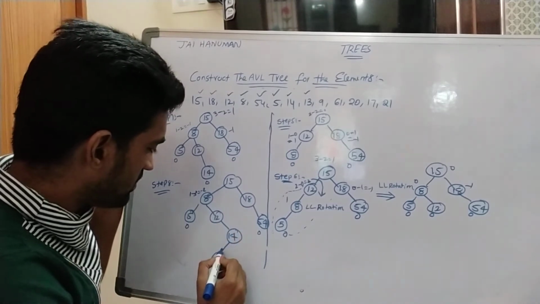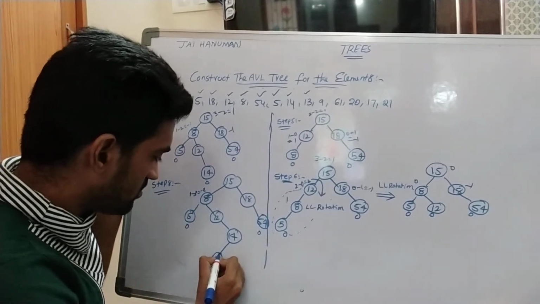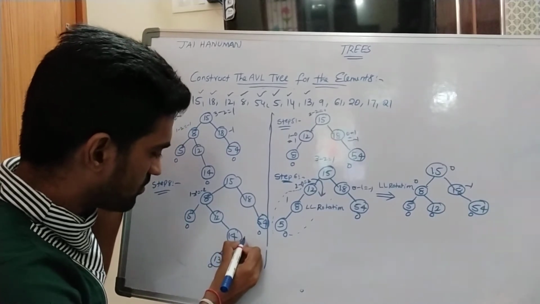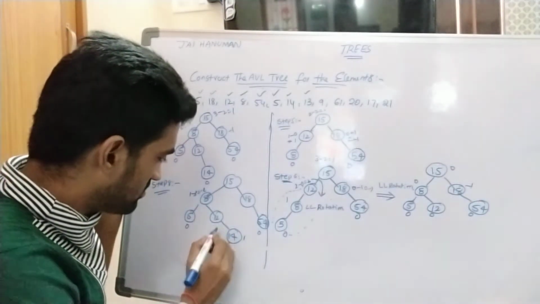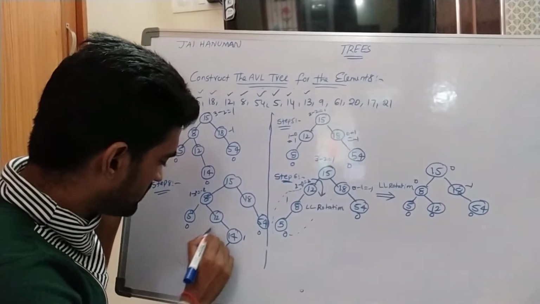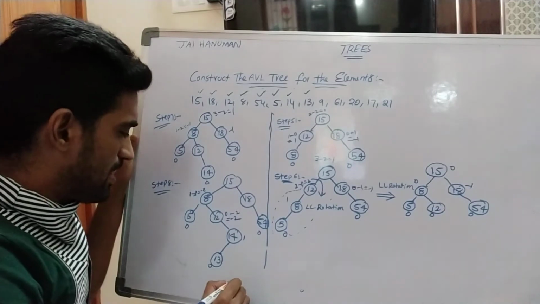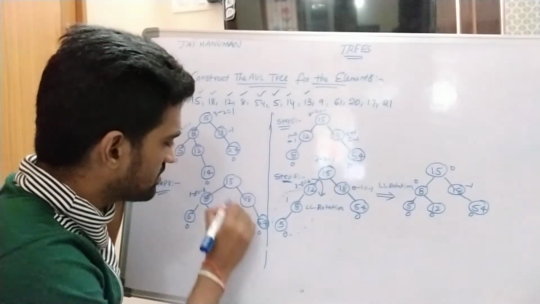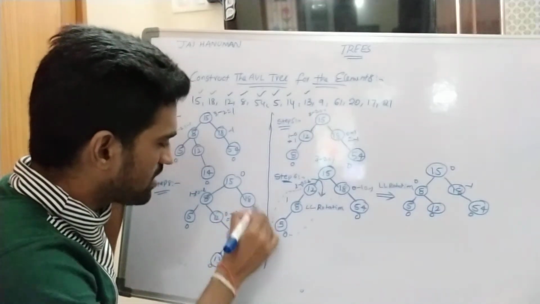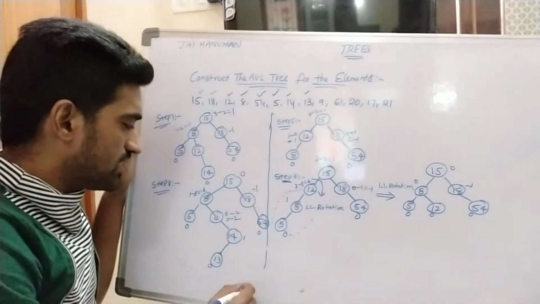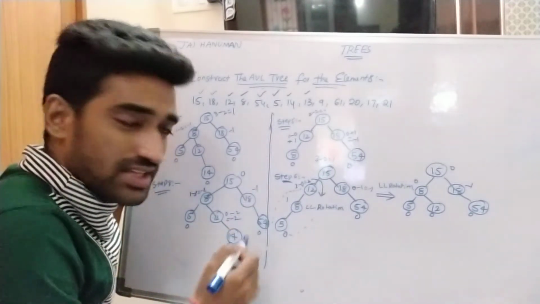Then we are calculating this one. 1 minus 0, 1. 1 minus 0, 1. For this one, left is 0 minus 2, which is equivalent to minus 2. Right? So for this, 2 minus 2, 0. For this one, 0 minus 1, minus 1. So here, at this one, balancing factor property is violated.